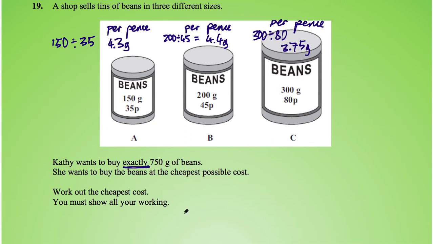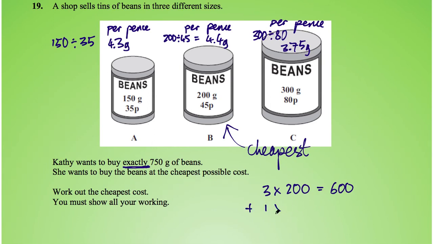So cheapest possible cost, we want to use as many of these as possible because these are the cheapest. You get the most grams for your pence. So we're aiming for 750. We can do 3 times 200 will give me 600, and then add one of those gives us 750 in total. That's the total of 750 grams. So we need 3 lots of these beans and 1 lot of those beans.